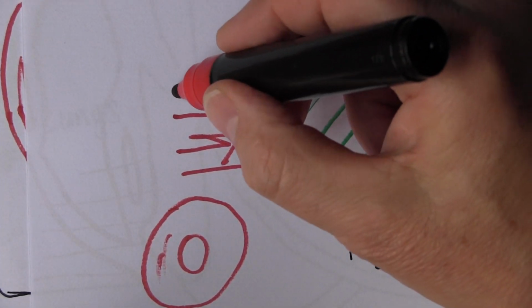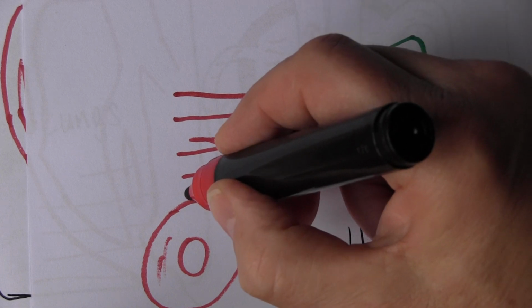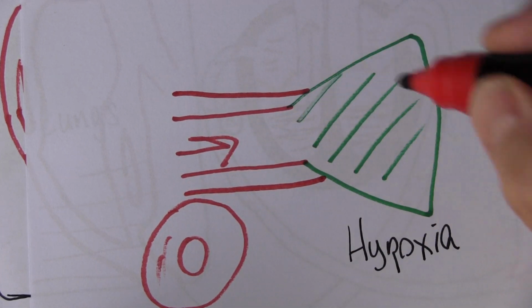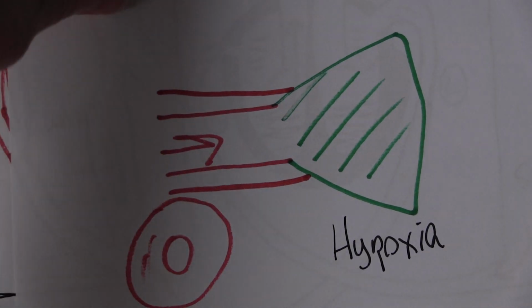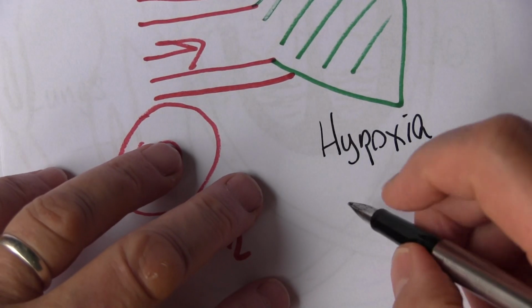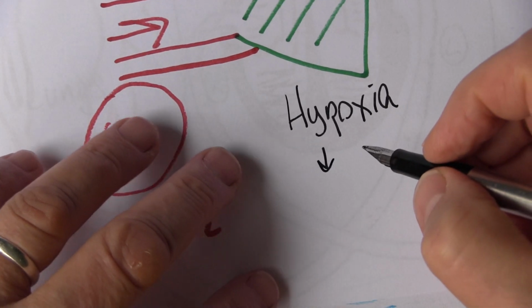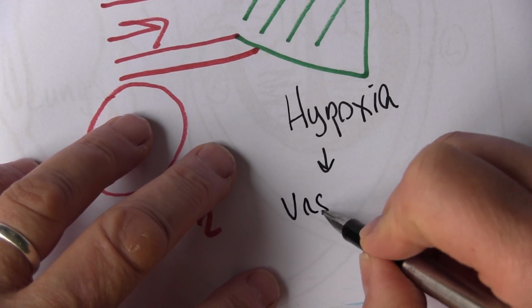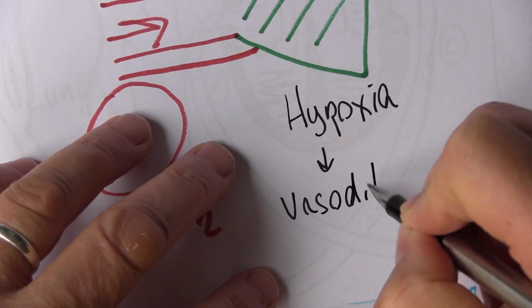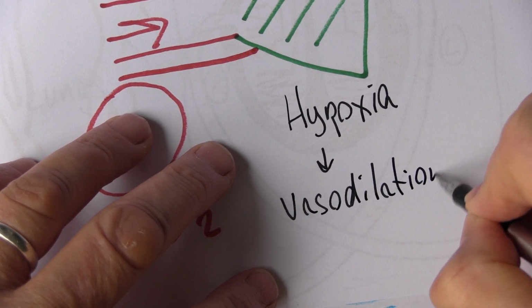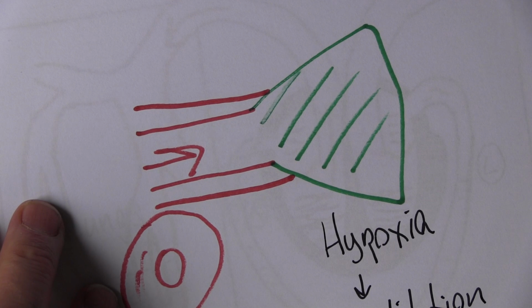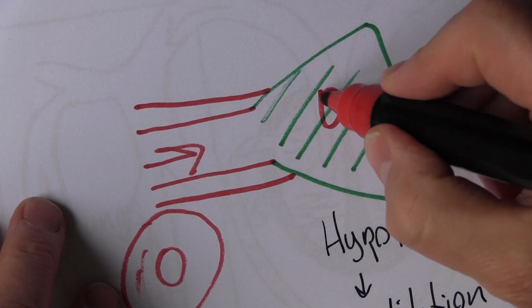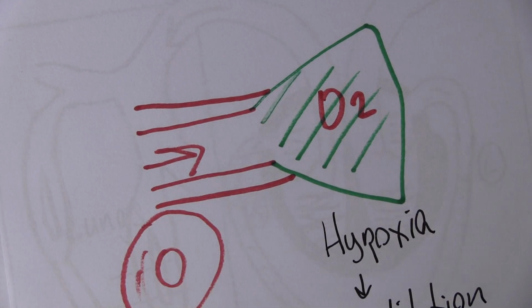So what happens is this vessel needs to dilate to get wider. So we've got more blood. So when there's hypoxia in a tissue in the body, that leads to vasodilation, to get more blood and therefore more oxygen to that area, thereby relieving the hypoxia, which is what we want.